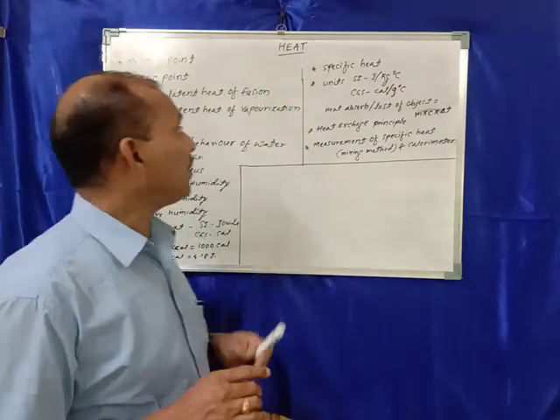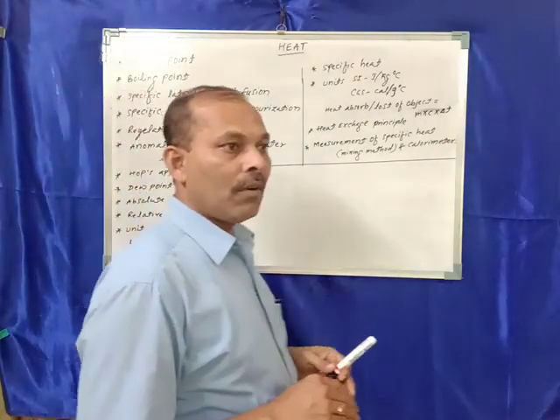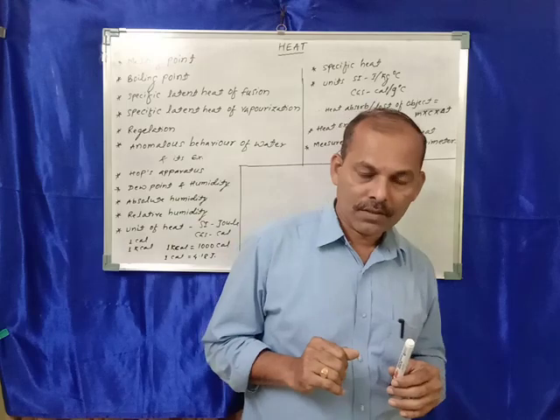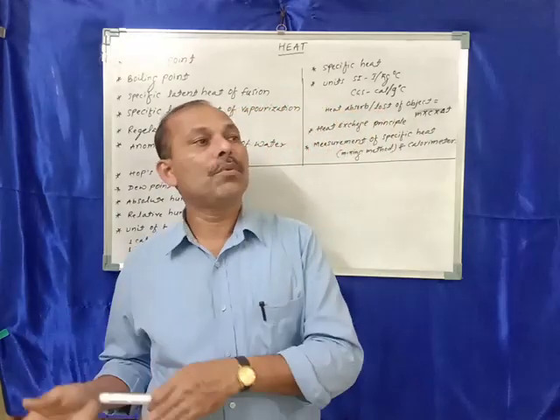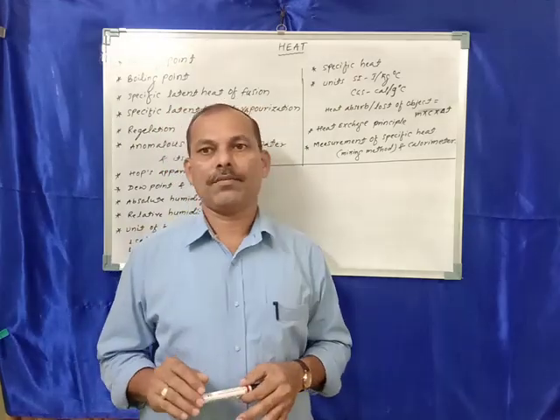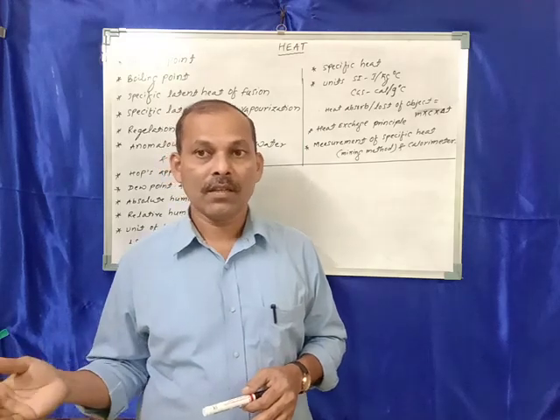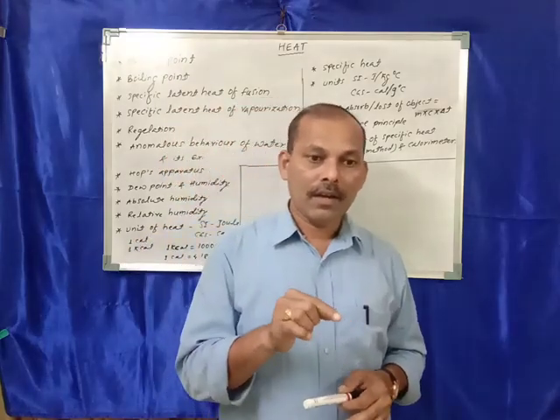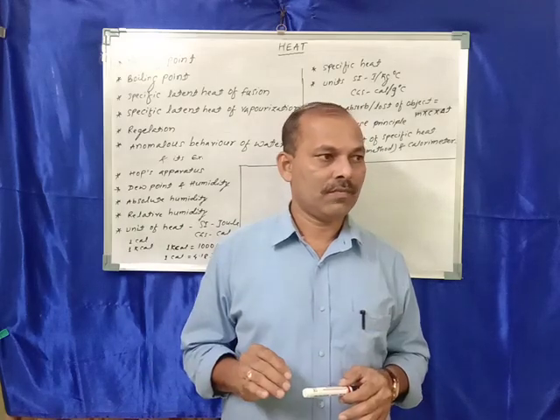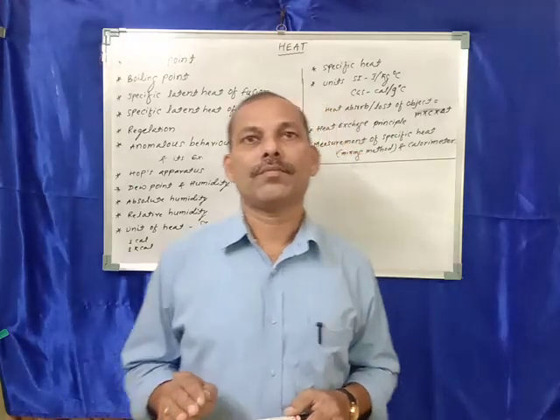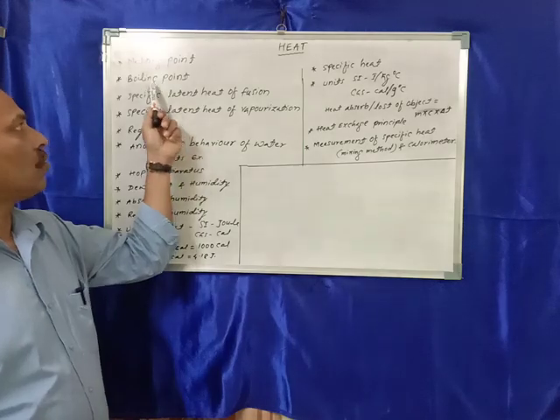Then what is boiling point? A constant temperature at which the liquid is converted into gaseous state. Liquid is converted into gaseous state, and in this process the temperature is constant, and that constant temperature at which the liquid converts into gas is known as boiling point.